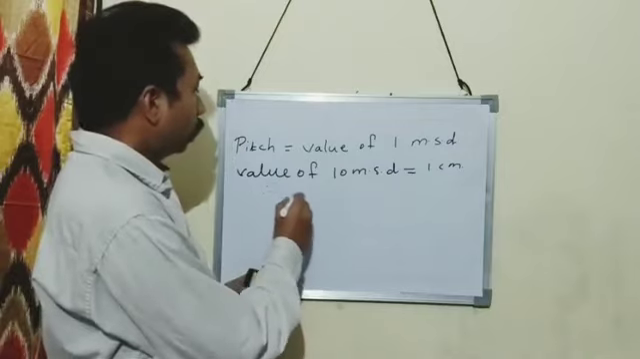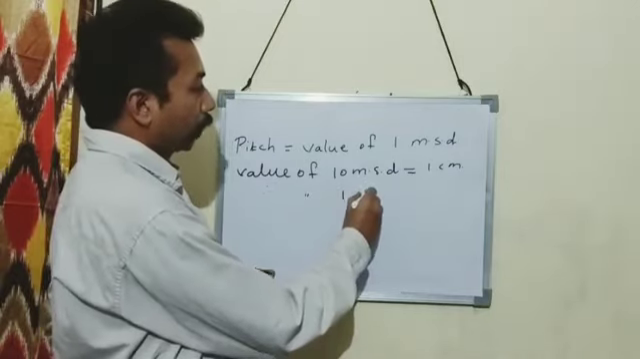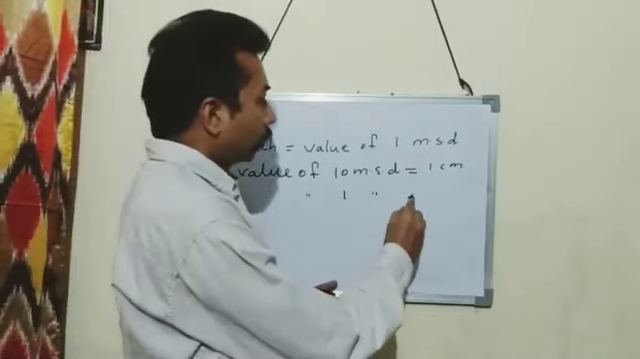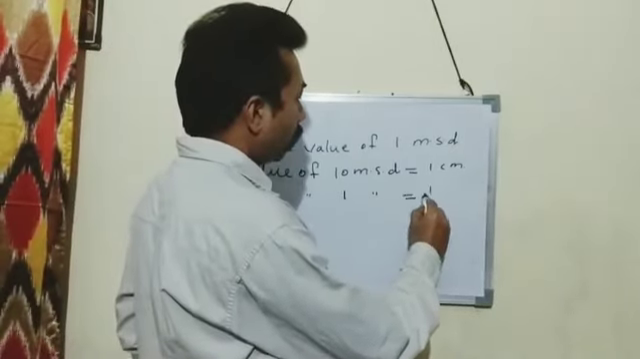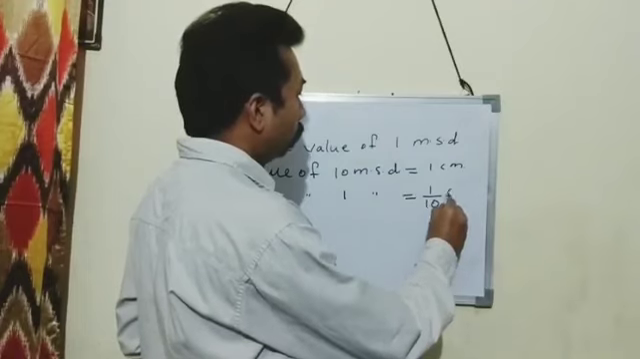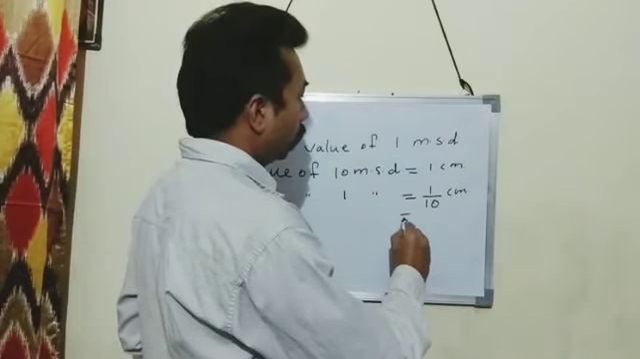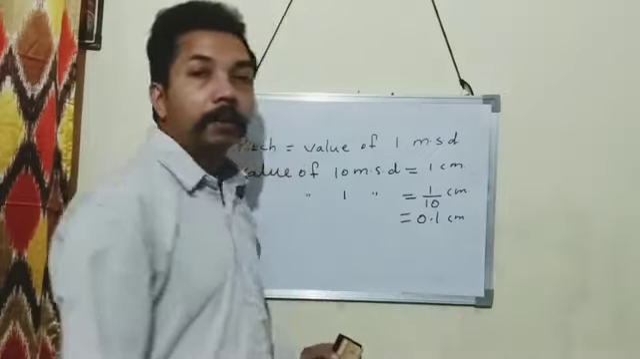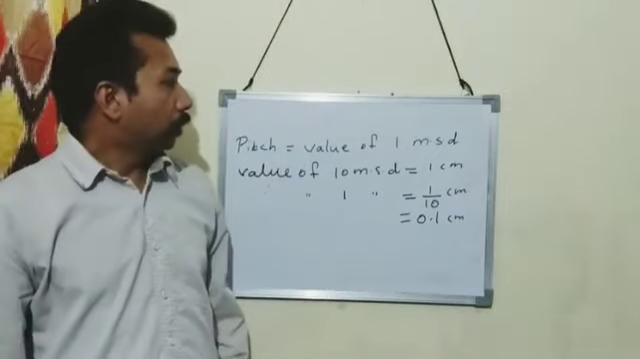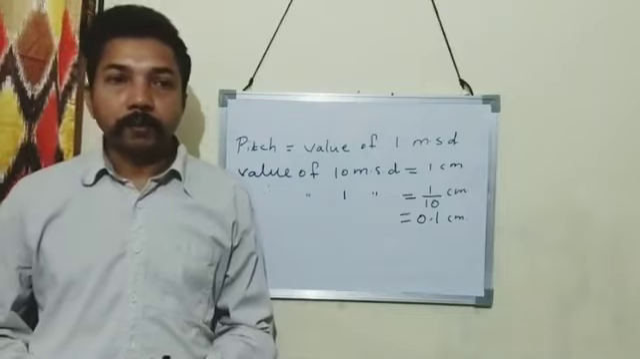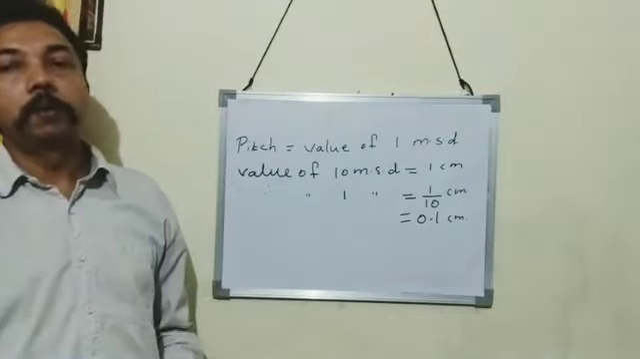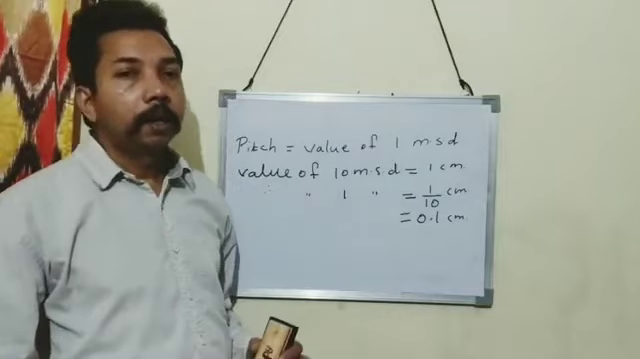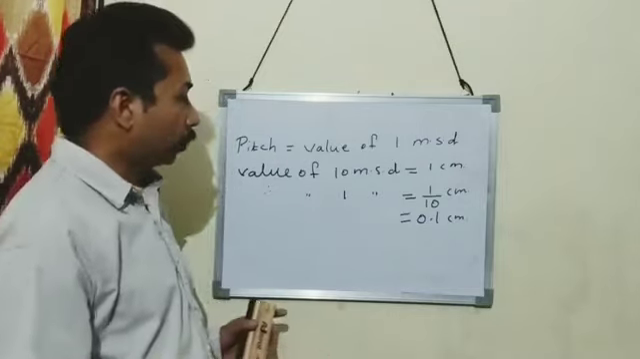Therefore, value of 1 main scale division. How to find the value of 1 main scale division? That is equal to 1 divided by 10 centimeter. 1 divided by 10 is equal to 0.1 centimeter. So pitch is equal to value of 1 main scale division, which is equal to 0.1 centimeter.